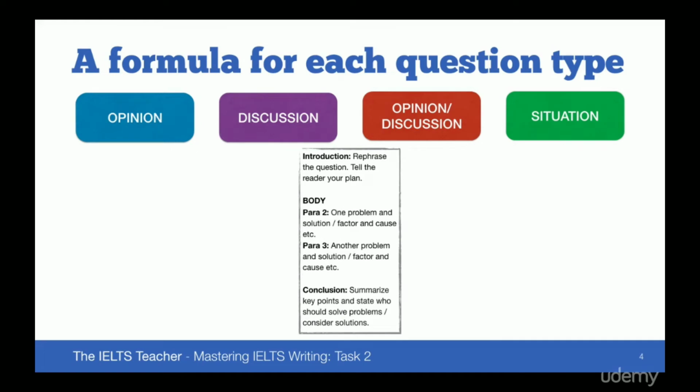And this one. Rephrase the question, tell the reader your plan. Body paragraph 1, 1 problem and solution, or 1 factor and cause, etc. Something like that. In the second body paragraph, another problem and its solution, another factor and its cause. The conclusion will summarise the key points and state who should solve the problems or consider solutions. Which question type does that match?